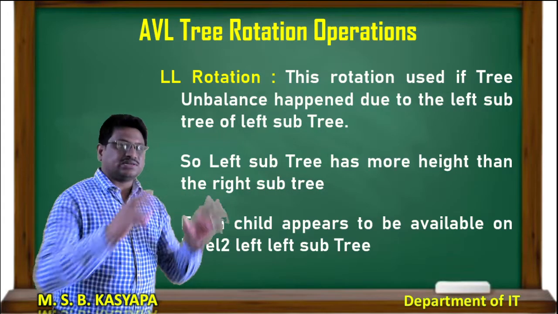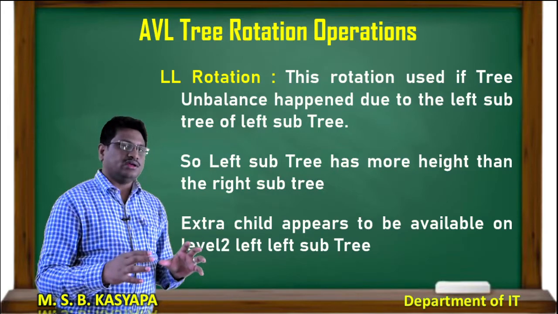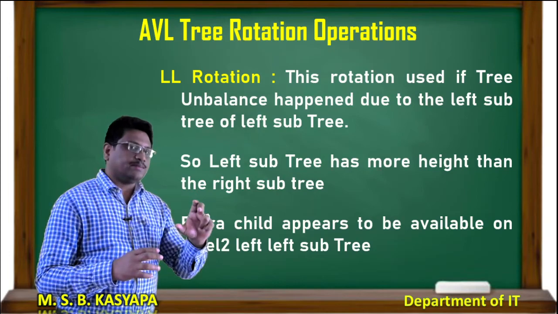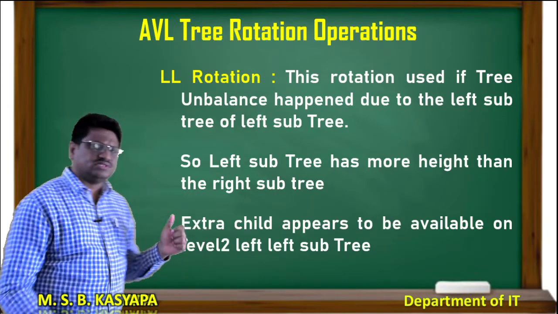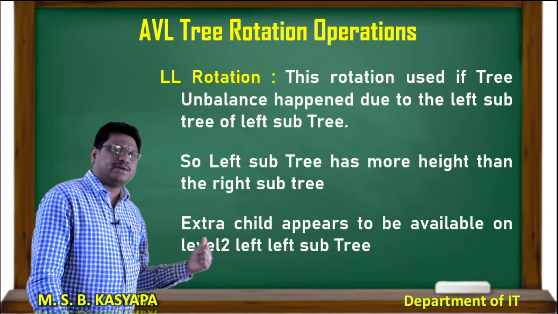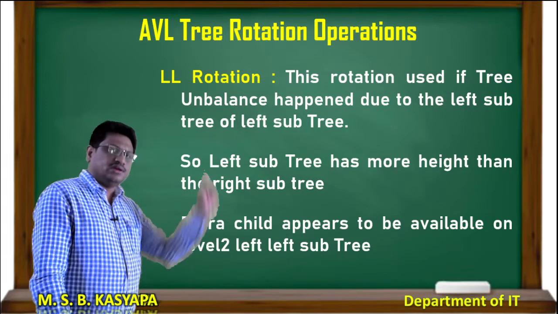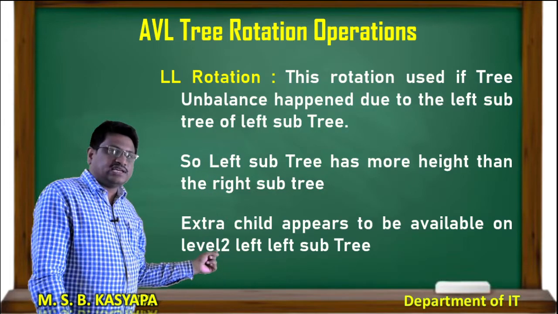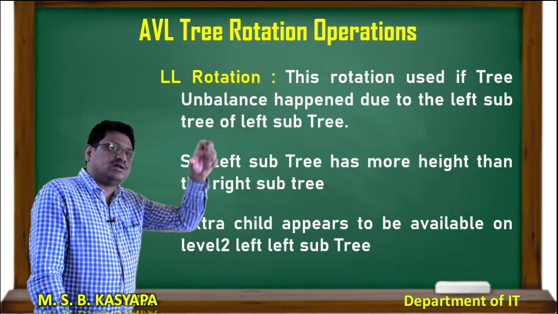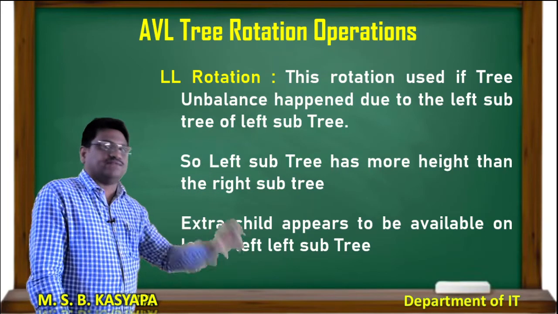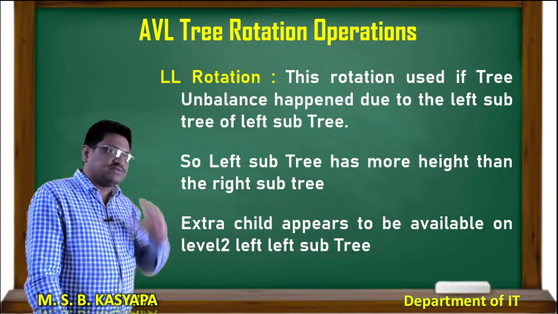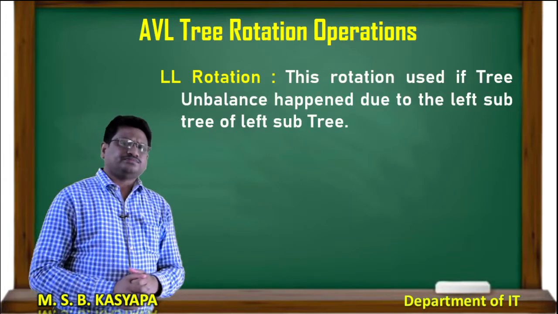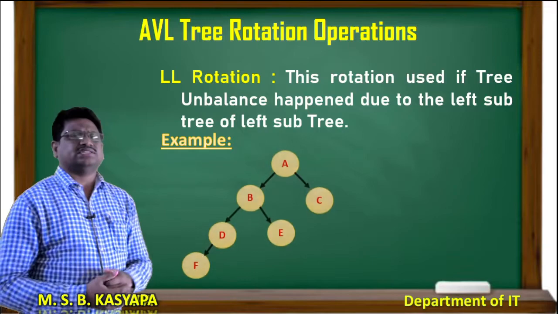If you consider some main tree or subtree, if the balance factor of a particular node is more than 1, then the extra child may appear on the level 2 left child. If I am going to use LL rotation, the extra child may appear on the left child of a left subtree. Let us take one example for LL rotation.